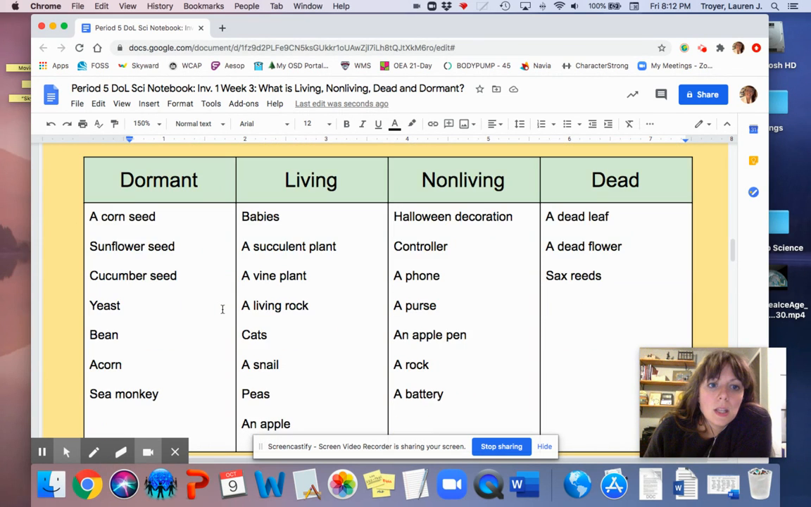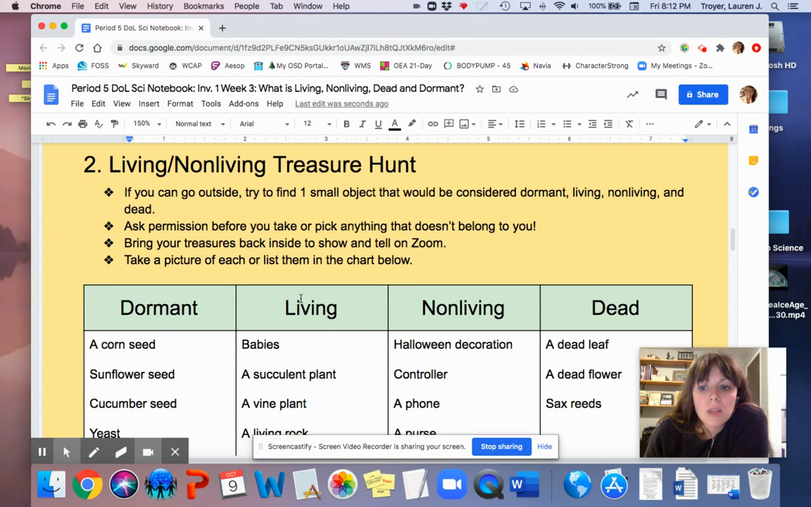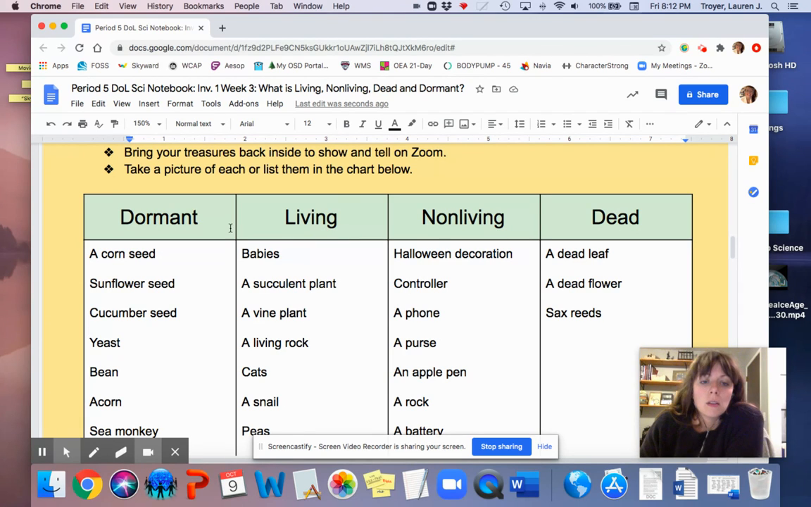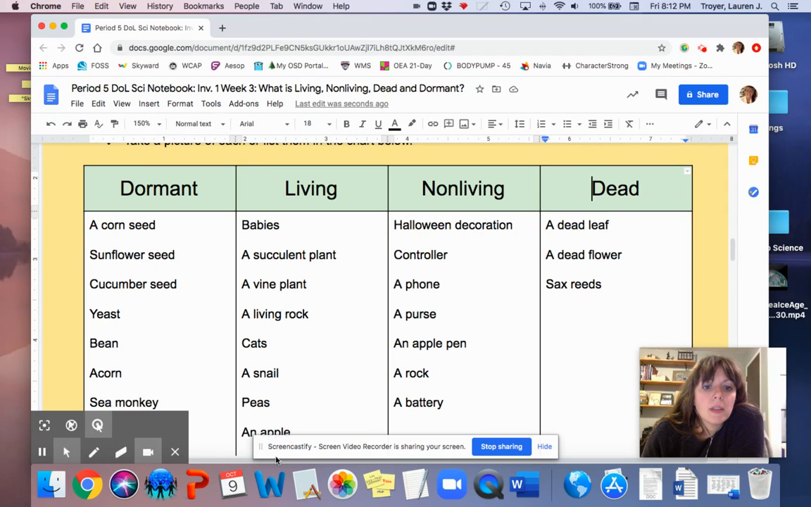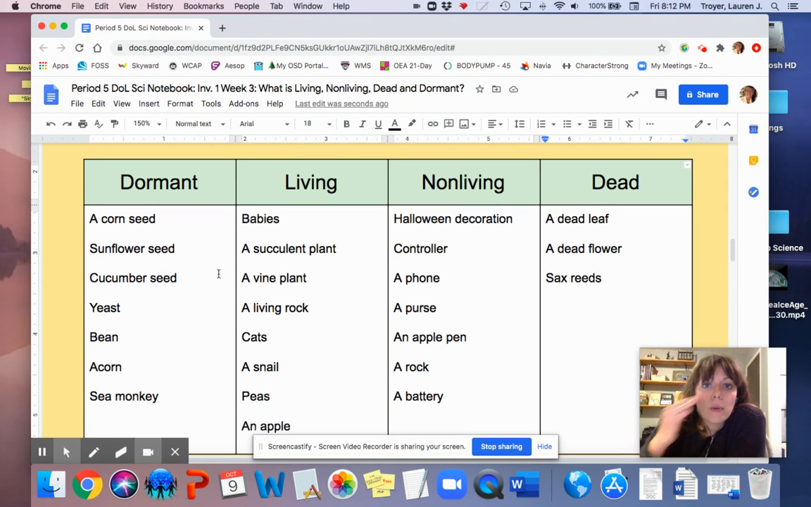So then we did this treasure hunt thing where kids found one of each. So kids went out and found something that was dormant. You could even look in your home for this: something that was living, something that was non-living, and something that was dead. So this was kind of interesting. You don't have to write down all of these. Really what you should do is try to find something in your home or outside of your home or apartment.